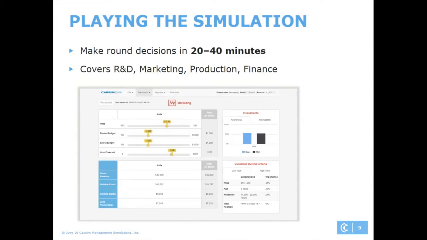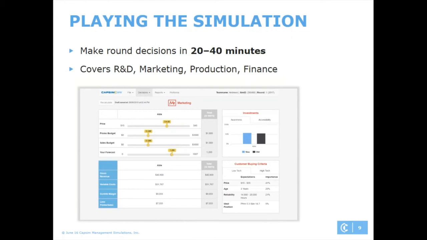From there, we've translated that into how students actually play the simulation. And the first thing you see there is that students can make round decisions in as little as 20 to 40 minutes. One thing that we know is that we don't always have time to fit the simulation into a course. Sometimes we have to sneak it in. It has to be outside of class time. What we've done with CapsimCore is simplify that time that you need to spend making decisions so it can fit in a number of different ways.